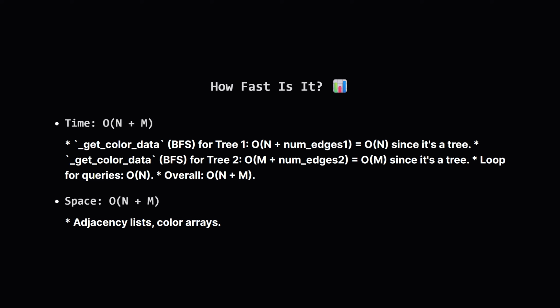So how efficient is this? The coloring part for each tree involves a BFS, which is proportional to the number of nodes plus edges. Since they're trees, the number of edges is about the number of nodes. So that's about order n for the first tree, where n is its number of nodes, and order m for the second tree. The final loop to calculate answers runs n times, but each step is super fast, just a lookup. So the total time complexity is big O of n plus m. That's really good. For space, we store adjacency lists and color arrays, which also take up order n plus m space.